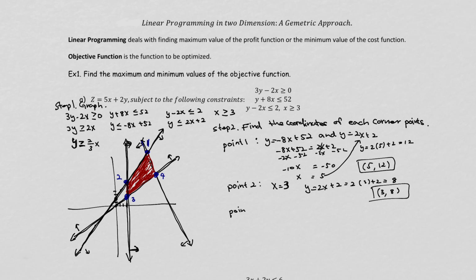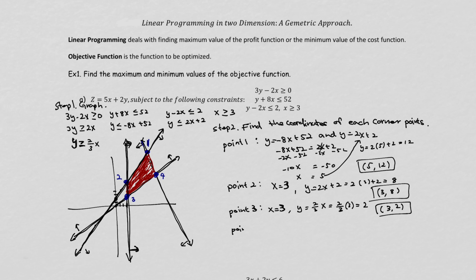And point 3, you're going to use the line x equals 3 with y equals 2 over 3x. Here, we get x equals 3, and when we replace 3 here, it will give you 2 over 3 times 3, which is going to be 2. So the third point is going to be 3 and 2.